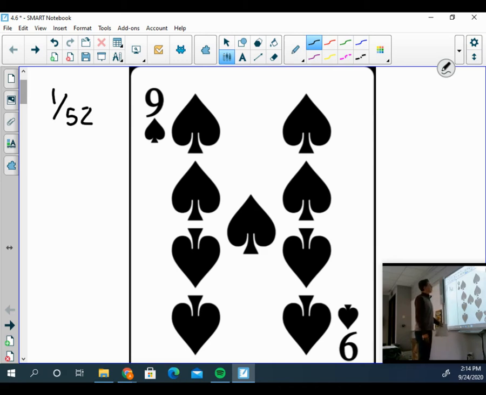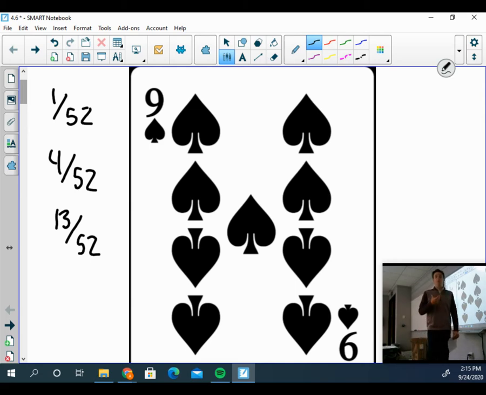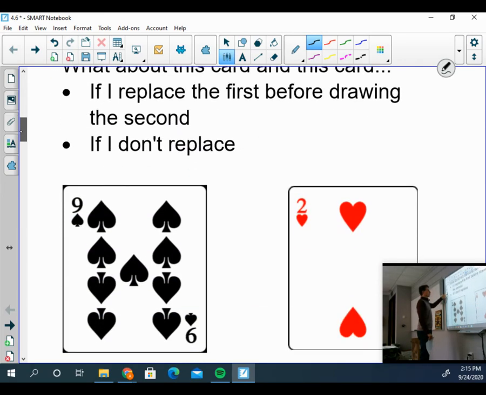If I asked you what's the probability of just picking a nine in general, you tell me 4 out of 52. There are 4 nines in a deck of cards, again, 52 total. If I said what's the probability of drawing a spade, you would tell me 13 out of 52, because there are 13 spades in a deck. Again, 52 total cards. Nothing really new to see here. But here's where 4.6 gets pretty interesting.